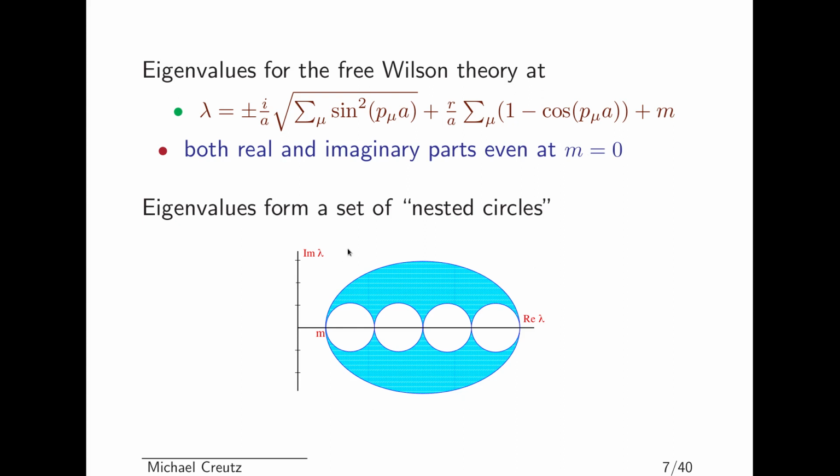You can plot this out. They form what looks like a set of nested circles. Here's where m is, where the massless particle occurs. But then there's all these funny circles, and these are the imaginary part of the eigenvalues and the real parts.